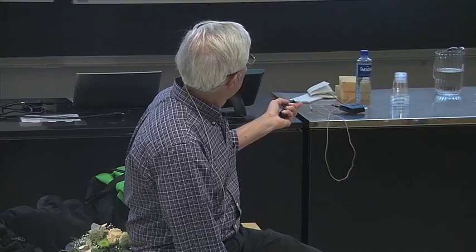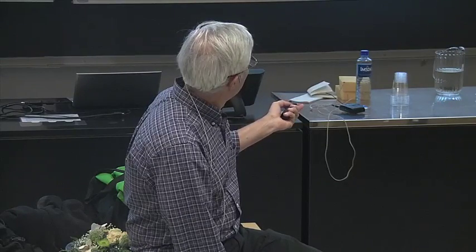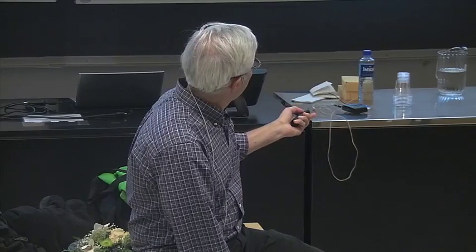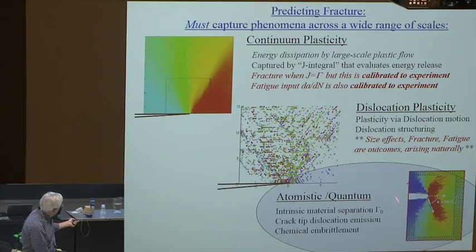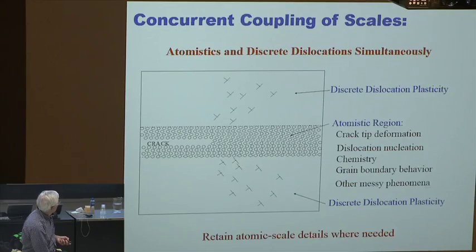We've already shown you this before, and we're really trying to think about what goes on at the atomistic scale, but we want to be coupling to the dislocation scale because we're not just interested in the crack tip, we're interested in what goes on in the interaction between the crack and the dislocation plasticity that goes on around it.